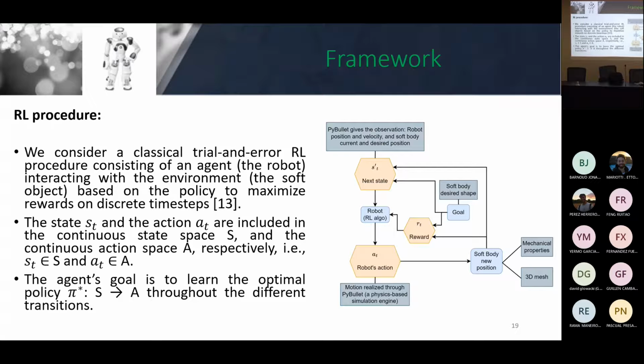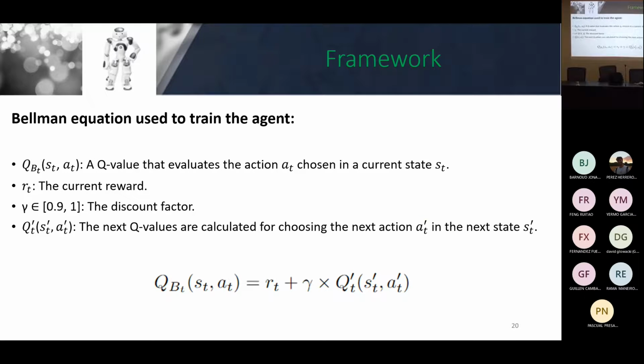So the policy the agent is looking for is to try to optimize the reward over the different steps, to be able to link a given state to the action that should be performed in order to make the object reach those desired positions. For that, of course, we use the Bellman equation, mainly for training the agent.